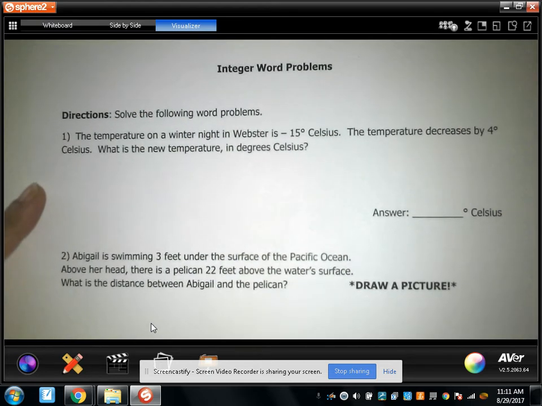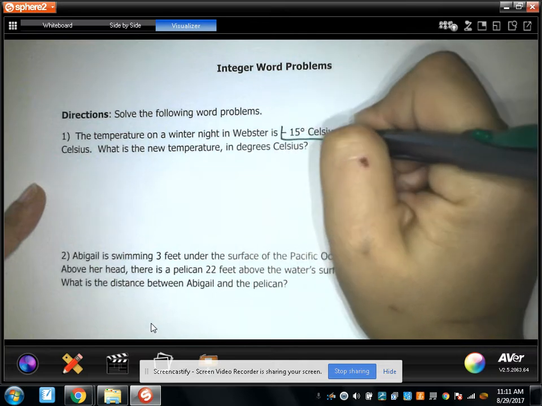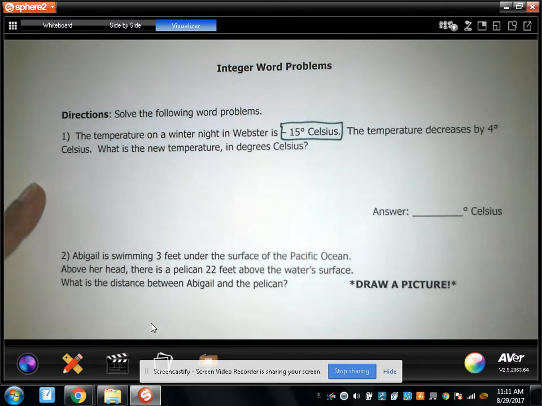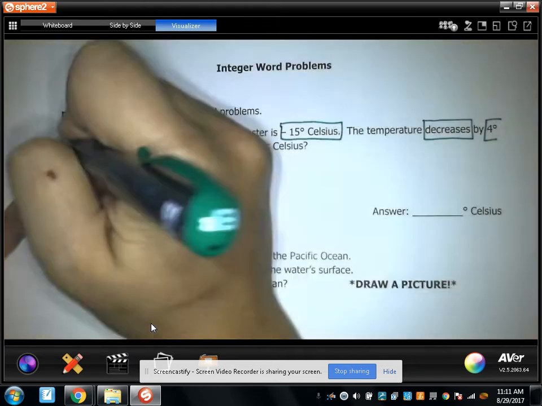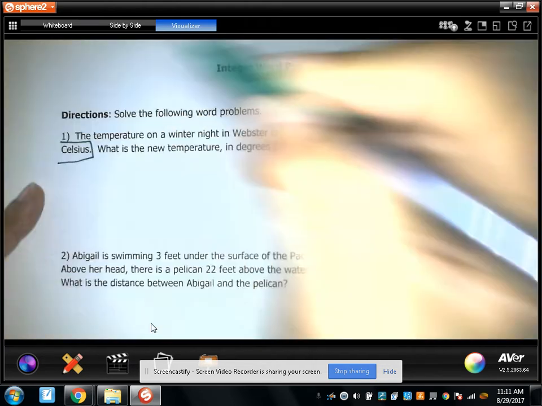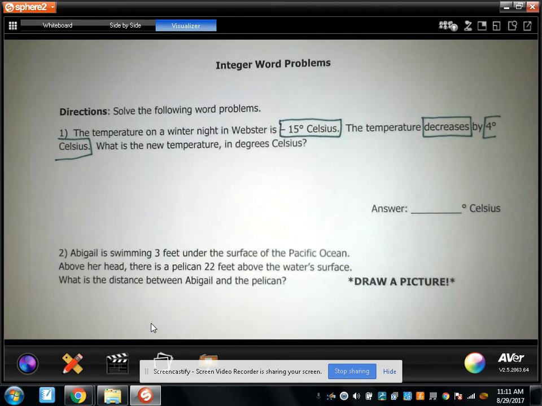The temperature on a winter night in Webster is negative 15 degrees Celsius. Since that's important, I'm going to box that information. The temperature decreases by 4 degrees Celsius. Even the word decreases is important when you know you're going to have to be adding and subtracting later on. What is the new temperature in degrees Celsius?